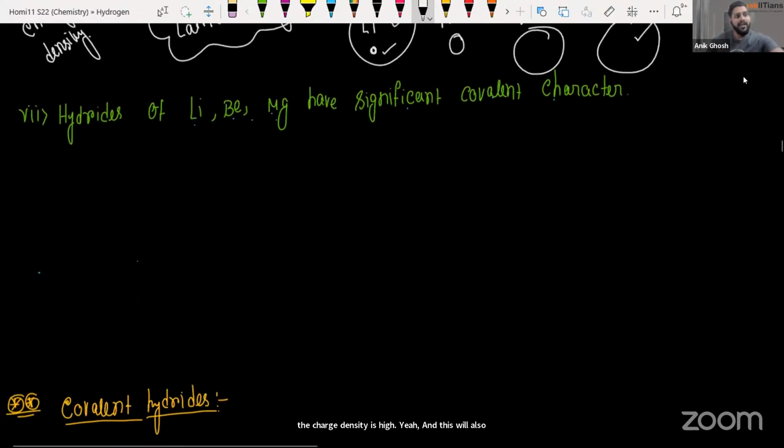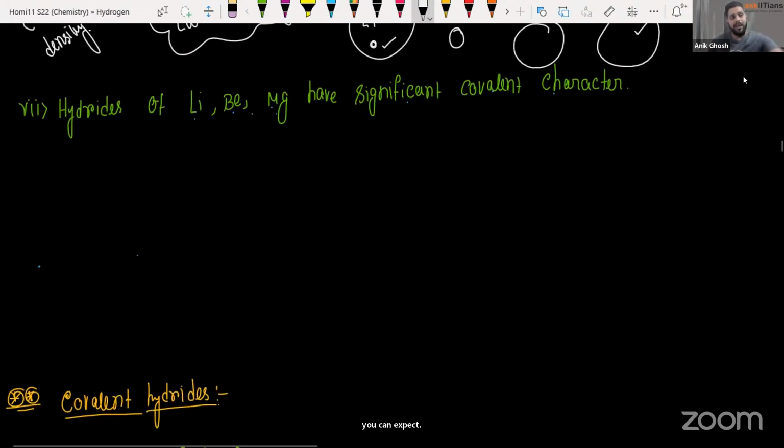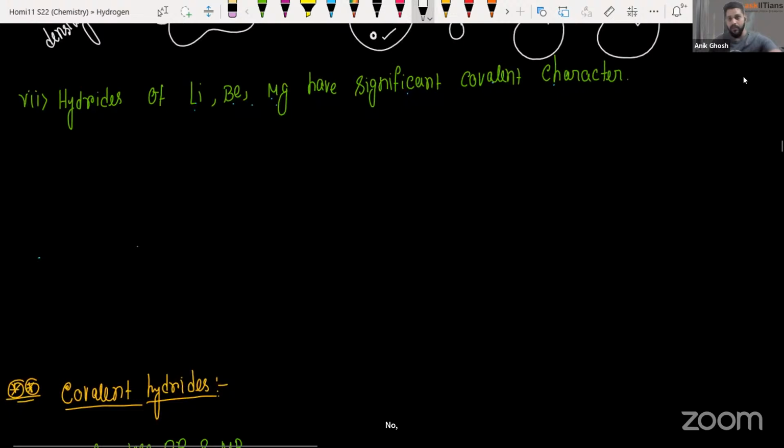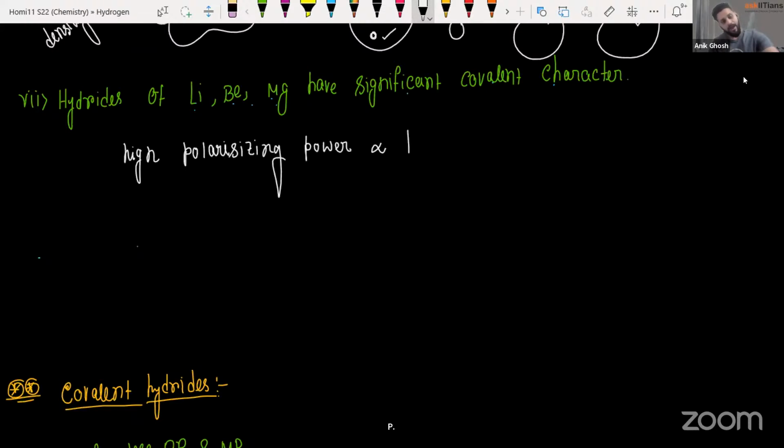Now, hydrides of lithium, beryllium, magnesium have significant covalent character. Like a moment before, we were discussing that there is something called Fajan's rule, right? And Fajan's rule tells you that when you have high polarizing power, you have high covalence.